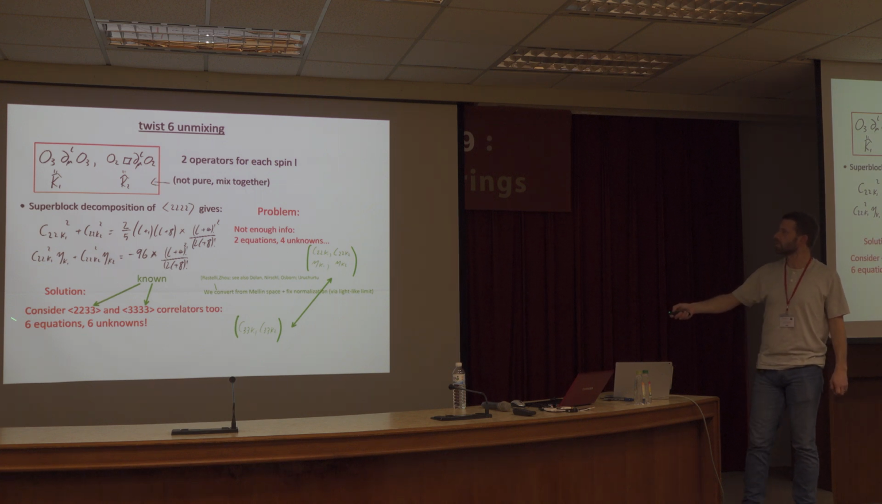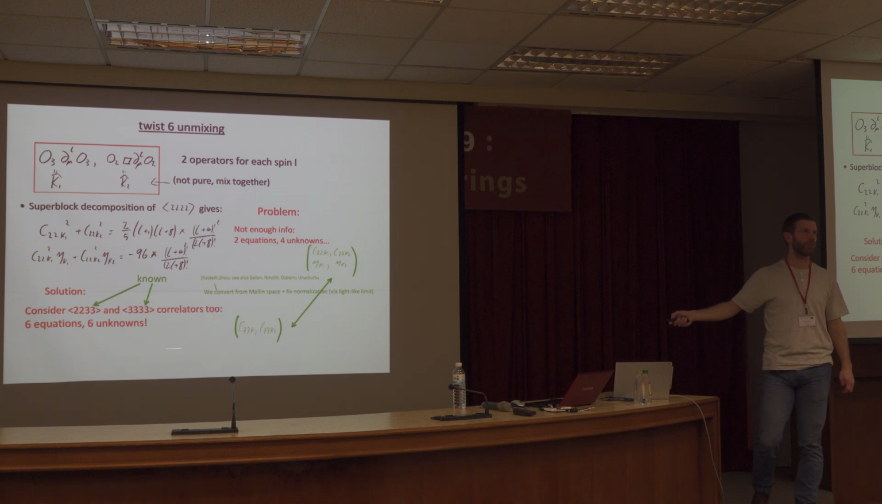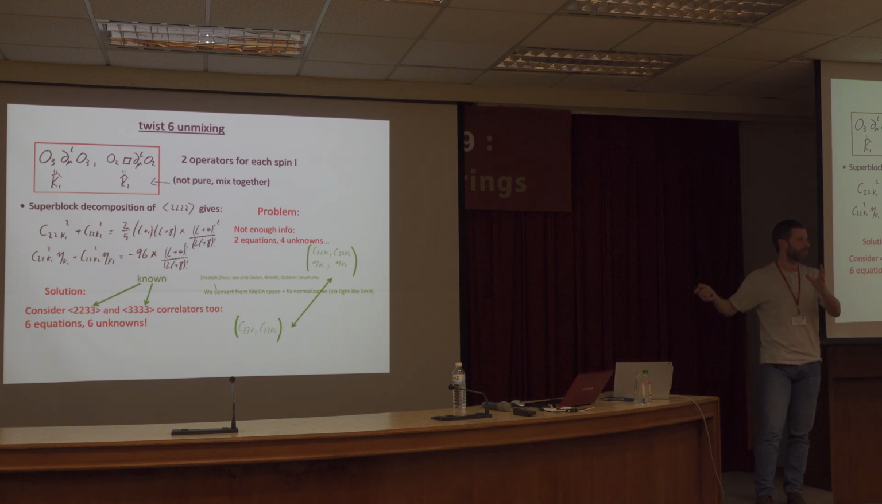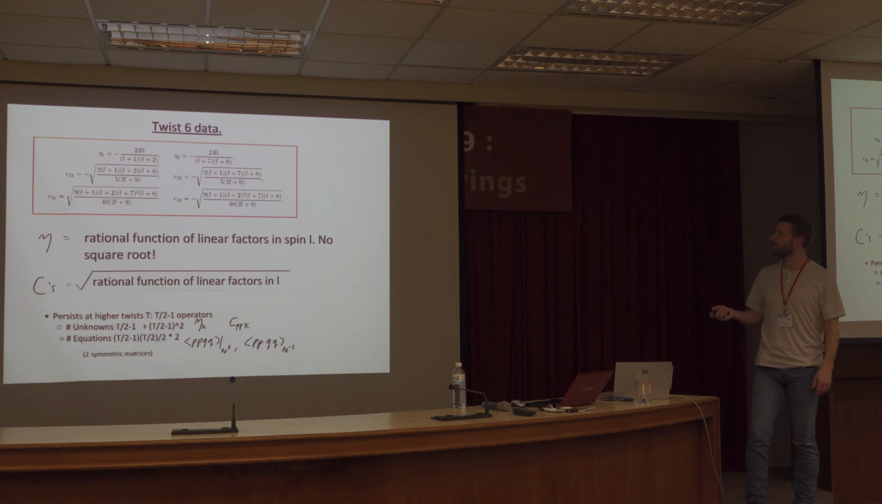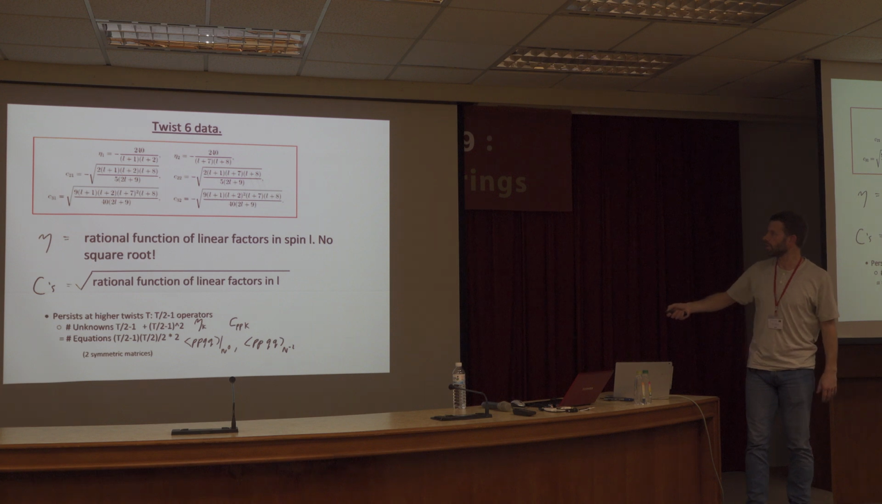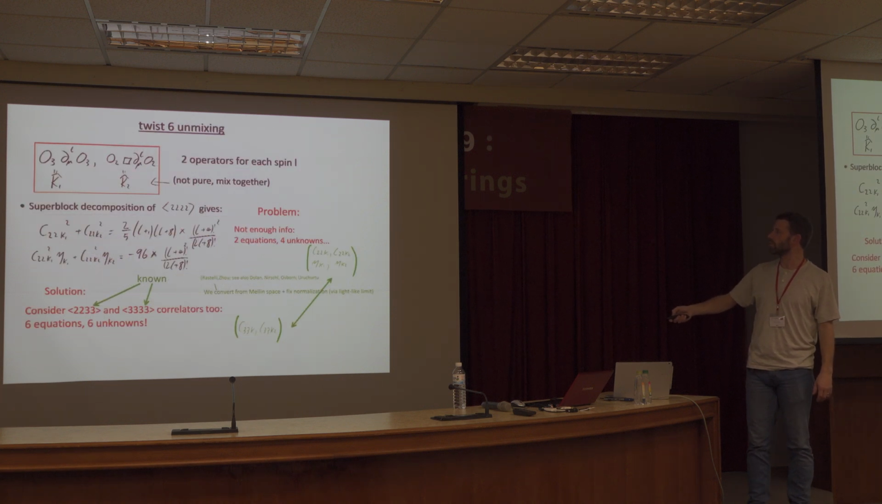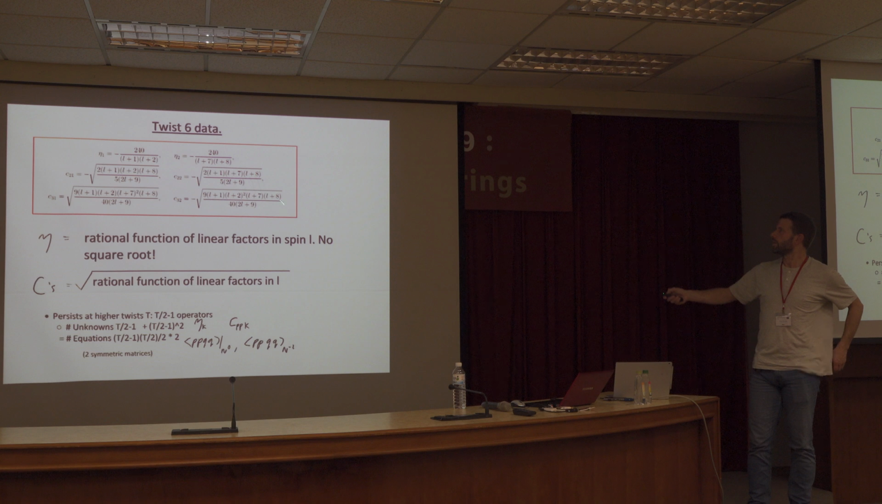The way out is to consider more general correlators, again at tree level and in the free theory. Then I end up with 6 equations in total, 2 here and these 2. I get some more unknowns, but only 2 more unknowns. So I get 6 equations, 6 unknowns, and the system is perfectly solvable. And then that continues to higher twists. I read the equations off using the superblock expansion, I solve them, and in the twist 6 case, I get the following data.